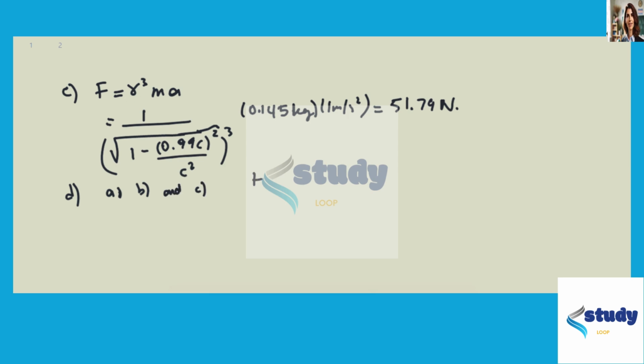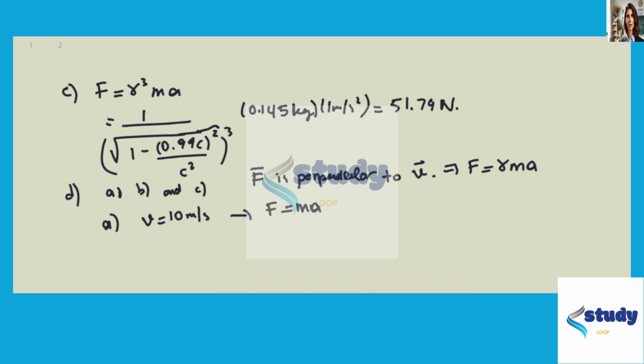Now, in part D, we're asked the same parts as A, B, and C. This time, F is perpendicular with respect to the velocity vector. The equation to use in this part is gamma m times a, except for part A. Again, in part A, remember the speed was 10 meters per second. So for part A, our answer is not going to change. It's still m times a, so it's still 0.145 newtons.